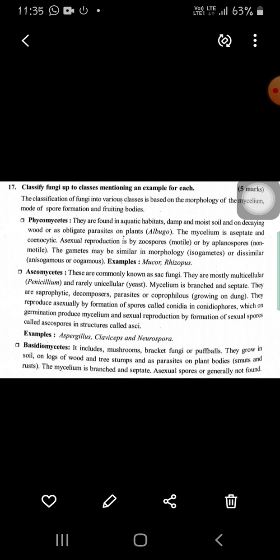Next is basidiomycetes. It includes mushrooms, bracket fungi, and puffballs. They grow in soil, logs of wood, and tree stumps, and are parasites on plants. The mycelium is septate. Asexual spores are generally not found, but reproduction is by fragmentation, and sex organs are absent. Plasmogamy takes place by the fusion of protoplasm of two different strains.